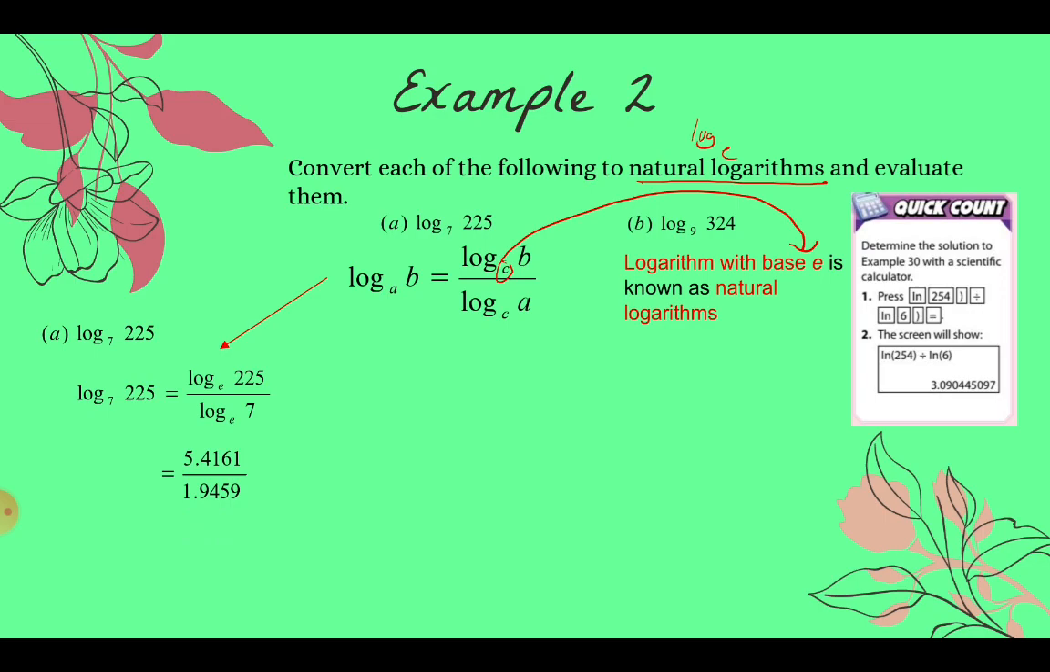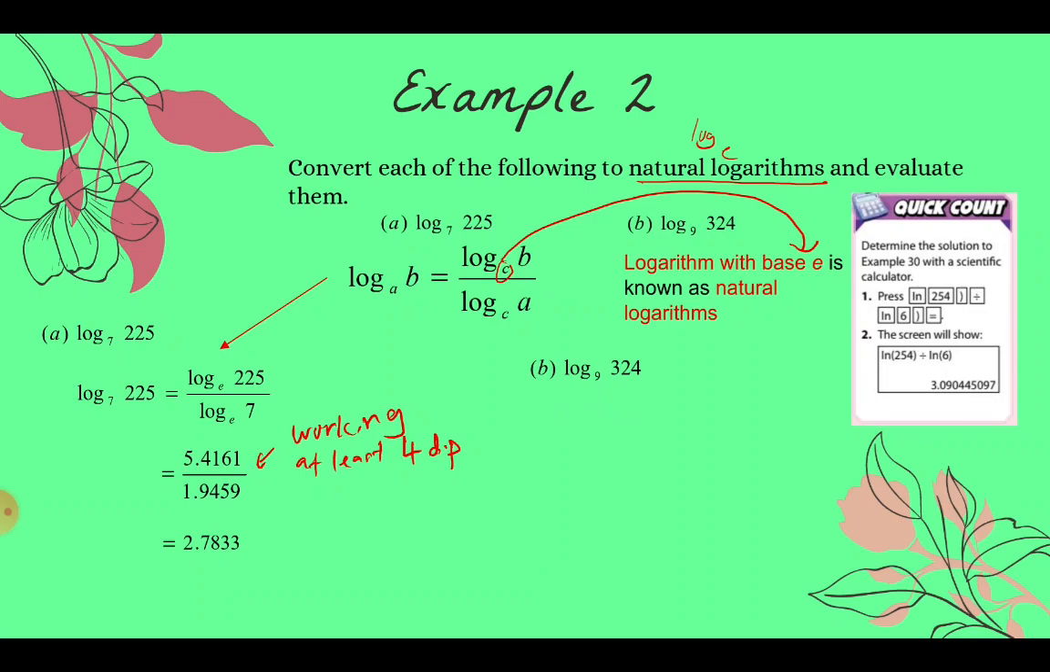The same goes for log 7 base E. Press ln, then 7, then equal. We will have 1.9459. I would like to remind you, when working, use at least 4 decimal places. So our answer for log 2 to 5 base 7 is 2.7833.